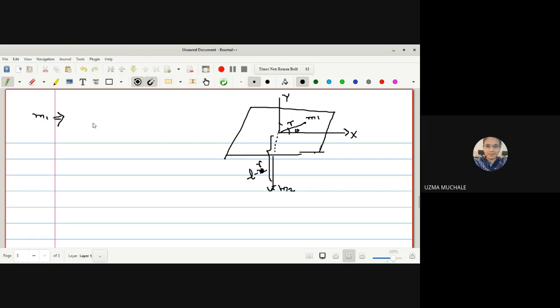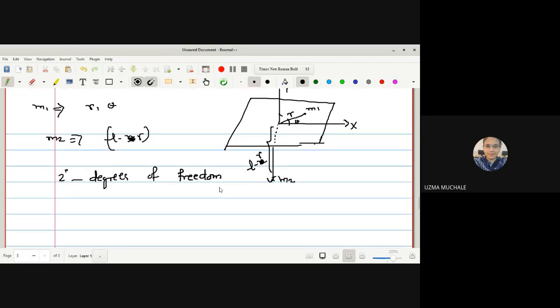The position of mass m1 is described by r and theta. The position of mass m2 will be described by simply L minus r. Correct? Then we can say that it has 2 degrees of freedom. I hope you are remembering the definition of degrees of freedom.